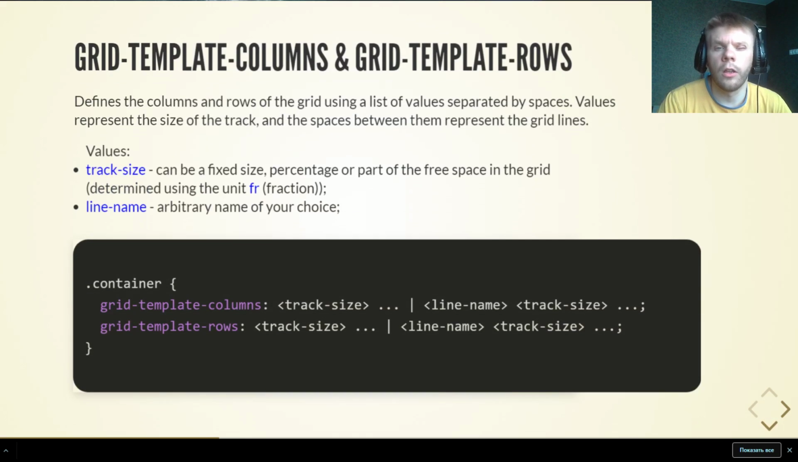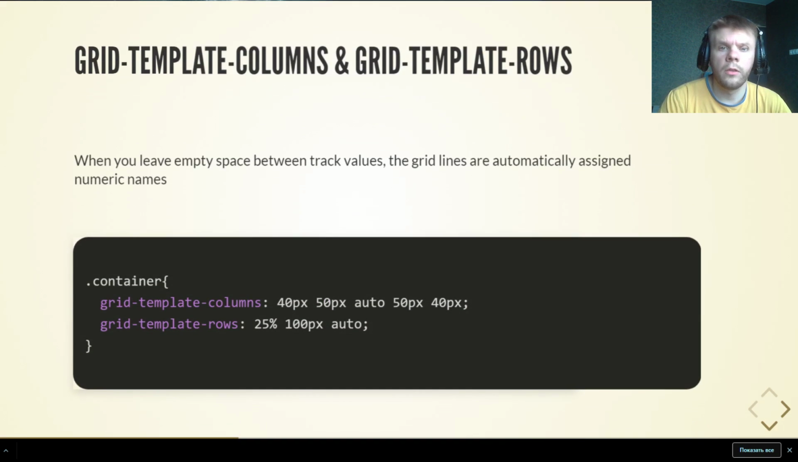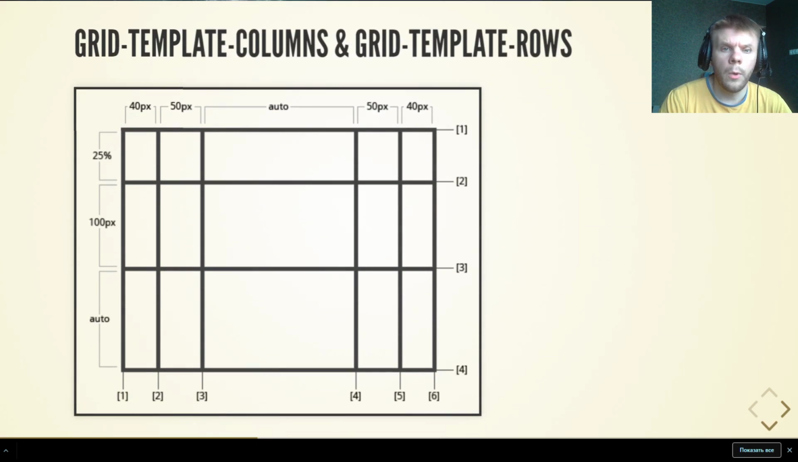Grid template columns and grid template rows define the columns and rows of the grid using a list of values separated by spaces. Values represent the size of the track and the spaces between them represent the grid lines. When you leave empty space between the track values, the grid lines automatically assign numeric names. We can see what our previous code would do.